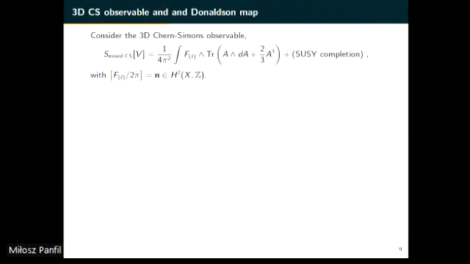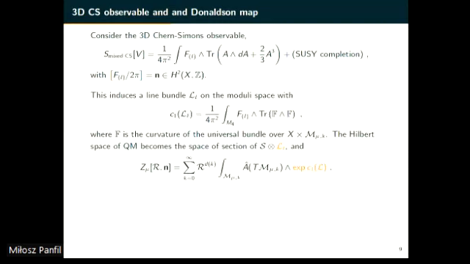So let's first talk about the 3D Chern-Simons observable. So this is the term that realizes the 3D Chern-Simons observable. And we will label this observable by N, which is nothing but the flux of this U(1)_I symmetry. Okay. So if we turn on this N, this mixed Chern-Simons term induces a line bundle L_I on the moduli space, whose first Chern class is given by this expression here. Okay. So here, this F is the curvature of the universal bundle over X cross the moduli space.